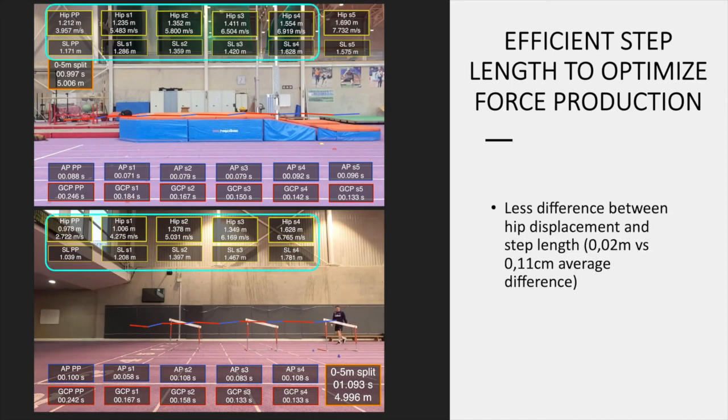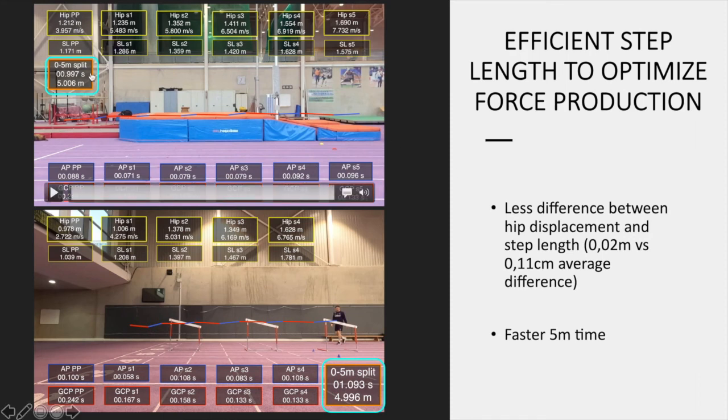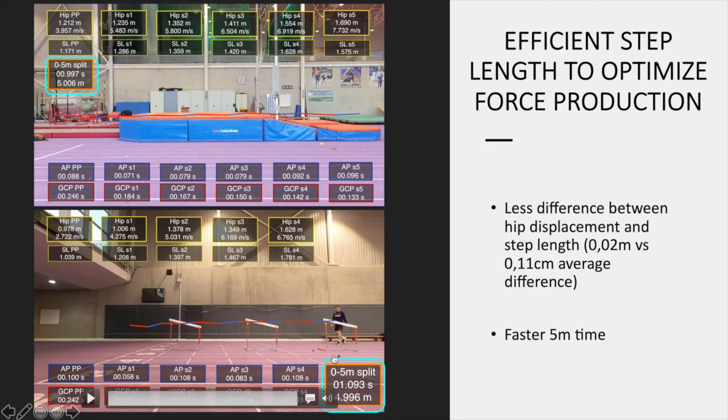In the top run, there's less difference between hip displacement and step length. The average difference is actually of 2 centimeters for the top run, it is of 11 centimeters for the bottom run. So the step length is more efficient, and the step length is used to create more hip displacement in the top run. As a result, the top run has a faster 5 meter time. As we can see here, the time to 5 meters is 0.99, when the 5 meters time here is nearly 1 second 0.1.